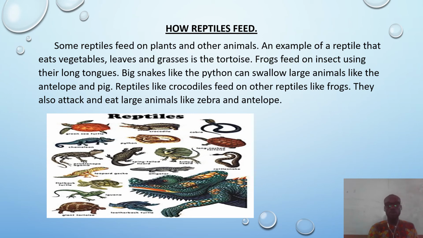Frogs feed on insects using their long tongues. Big snakes, like the python, can swallow large animals like the antelope and the pig. Reptiles like crocodiles feed on other reptiles like frogs.